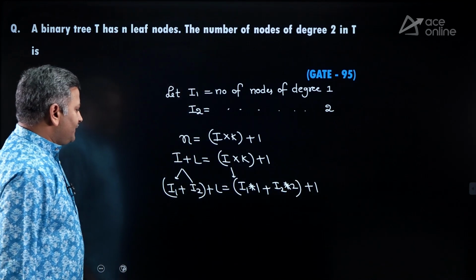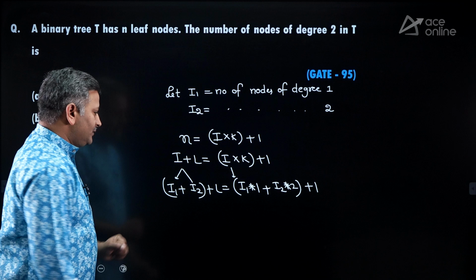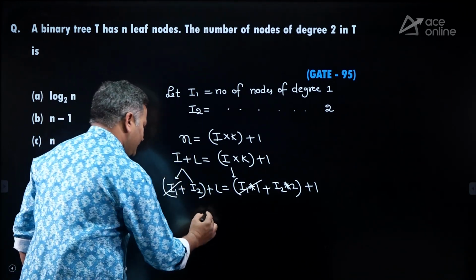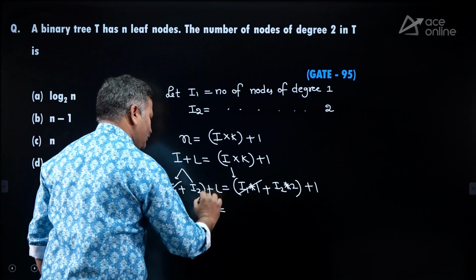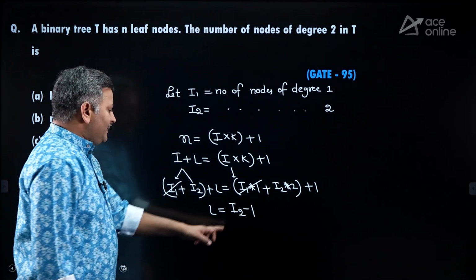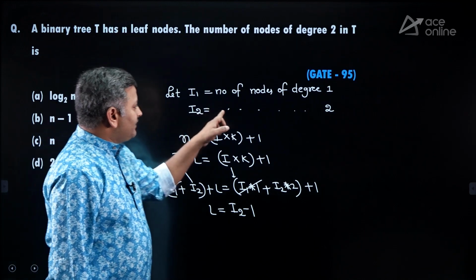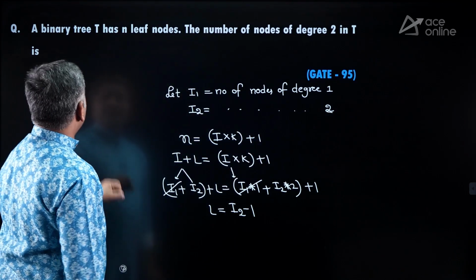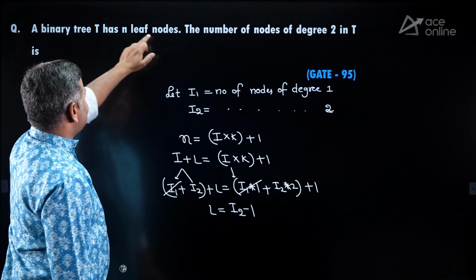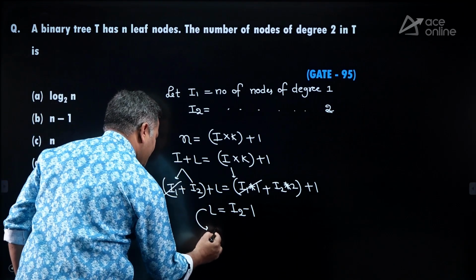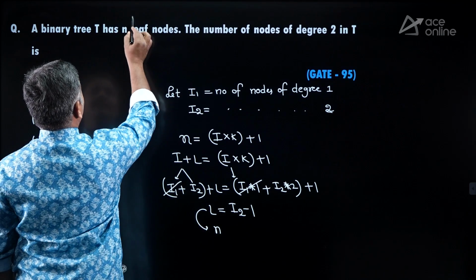From this I want to find the number of leaf nodes. Therefore, I1 into 1 and here also I1 into 1 get cancelled. Therefore, L equals 2I2 minus I2, that equals I2 plus 1. What do you mean by I2? I2 indicates the number of internal nodes of degree 2. So in this problem, in a binary tree T that has n leaf nodes, in the place of L they mentioned n leaf nodes.